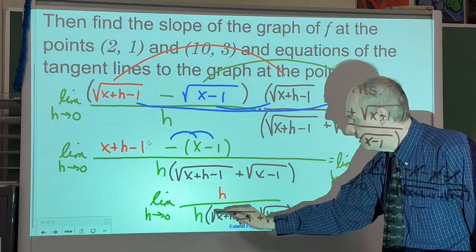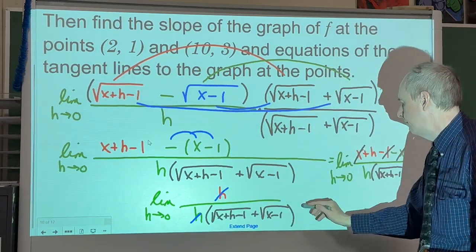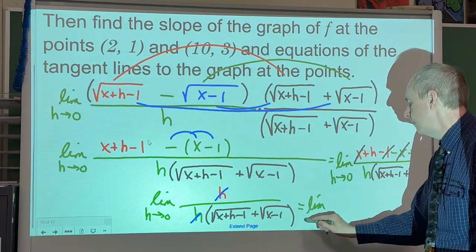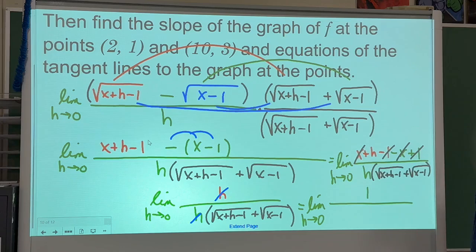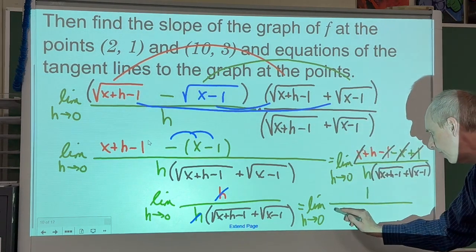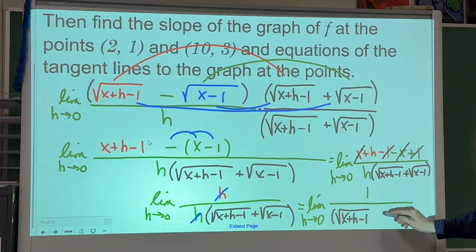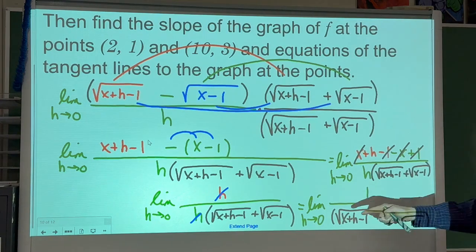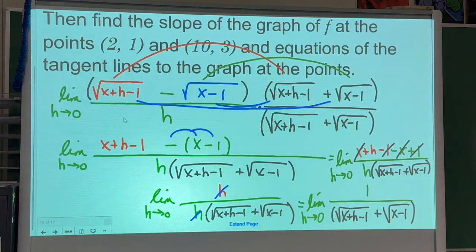The h on top cancels with the h on bottom. We'll get the h out. Leaves you nothing on top, so there's a 1. 1 is a factor of anything. And on the bottom, we have x plus h minus 1 and x minus 1 in radicals. We should be able to plug in 0 for our single lone h at this point.